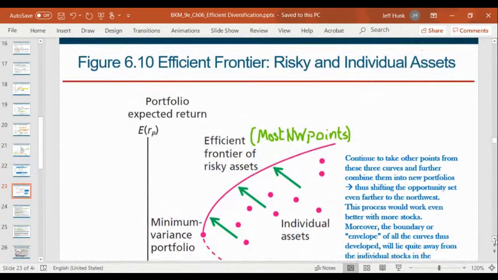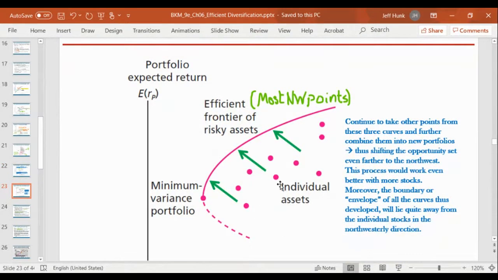So eventually, this way, the investment opportunity set frontier can be moved much further to the northwest, right? So you continue to take other points from these three curves and further combine them into new portfolios, shifting the opportunity set even further to the northwest. This process would work even better with more stocks. Yeah, 20, 30 stocks. I mean, 20 stocks already reduces the non-systemic risk almost to zero, right?